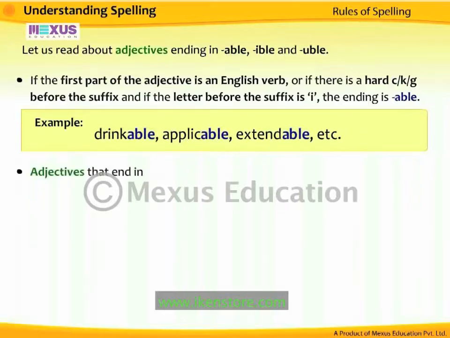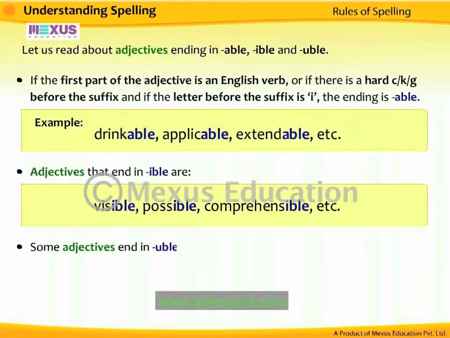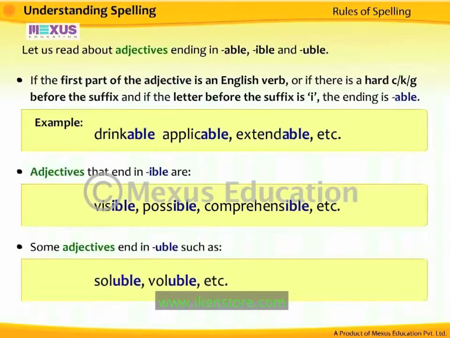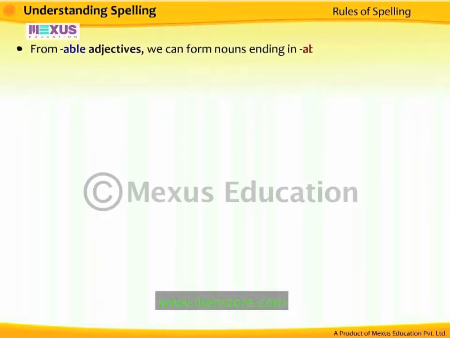Adjectives that end in IBLE are visible, possible, comprehensible, etc. Some adjectives end in UBLE, such as soluble, voluble, etc. From ABLE adjectives, we can form nouns ending in ABILITY and adverbs ending in ABLY.